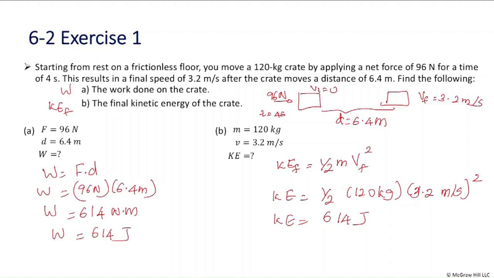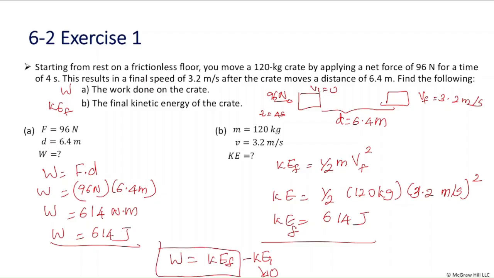So did your answers match? Notice how the work done equals the final kinetic energy. So here work done equals final kinetic energy. Why? Remember the work energy theorem? Work done is equal to change in kinetic energy, final kinetic energy minus initial kinetic energy. And here initial kinetic energy is 0 because it starts from rest. Velocity is 0. Therefore, work is equal to final kinetic energy for this specific problem, right? So that's the work energy theorem at work.